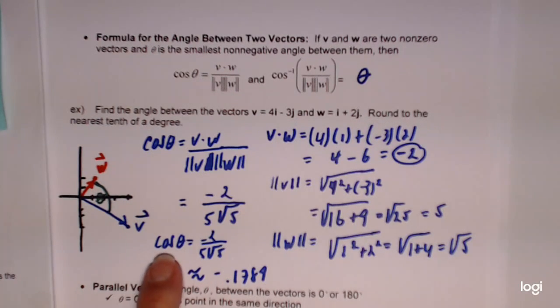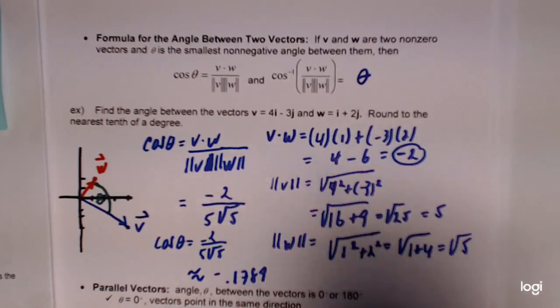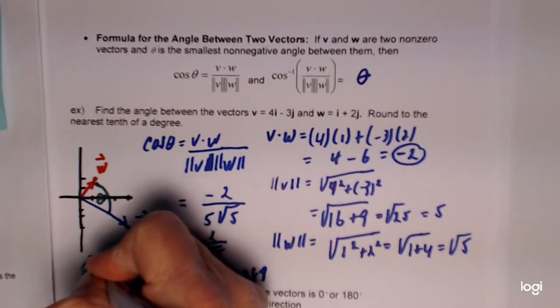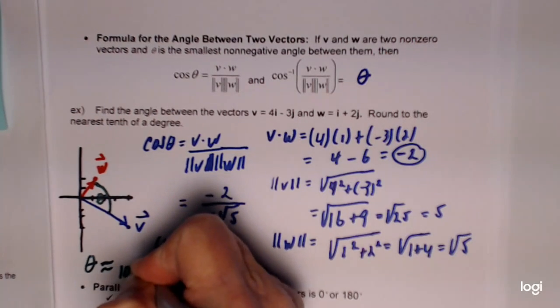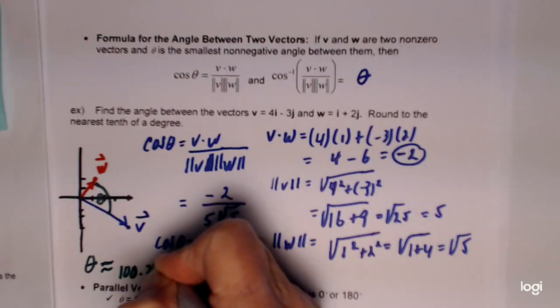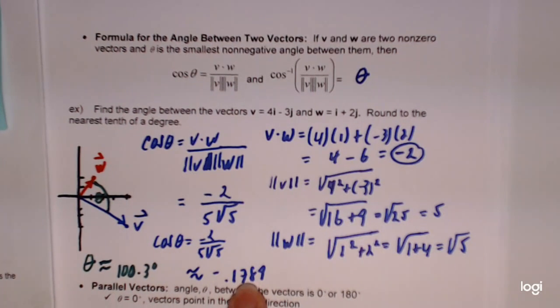So if we take the inverse cos of this, then we get that theta is about equal to 100.3 degrees. The problem asked us to do 1/10 of a degree, so I'm going to do 1/10 of a degree. So this angle, the theta itself, is 100.3 degrees. So when you get this, that isn't your answer. That's the actual cosine. You need to go then the additional step and find what the angle is.